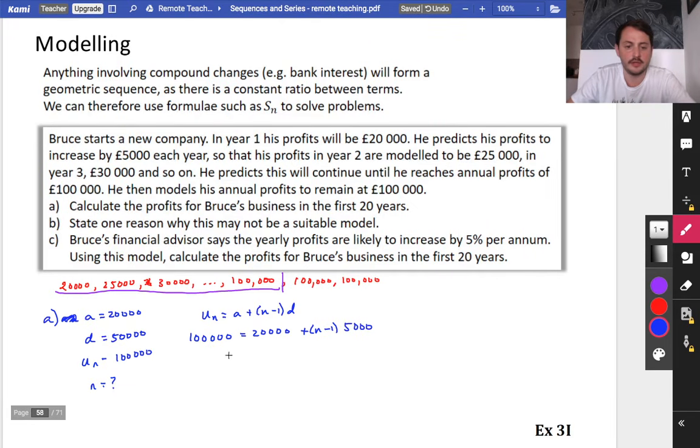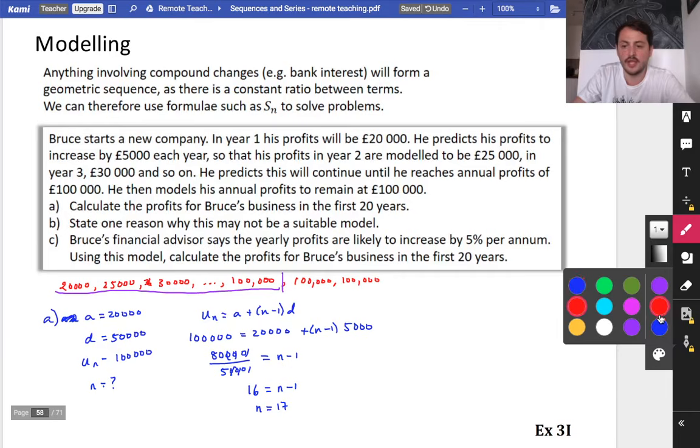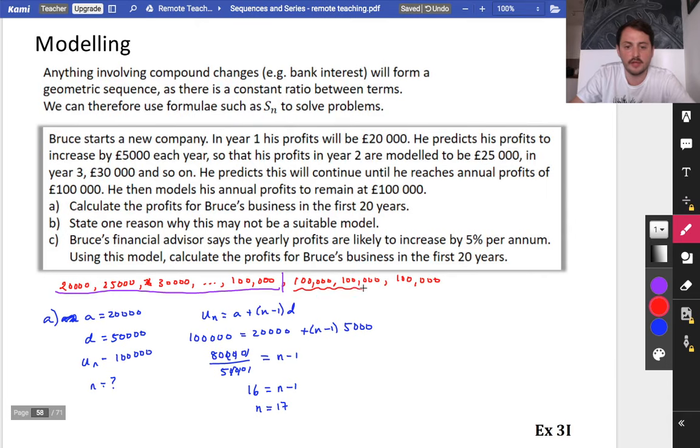So 100,000 take away 20,000 is 80,000. We're going to divide that by 5,000, and that will be equal to n minus 1. 80 divided by 5 is 160 divided by 10, which is 16. So you get 16 equals n minus 1. So n equals 17. So this is the first 17 years, and that actually means that there are going to be 3 more years afterwards, for the 18th, 19th, and 20th year, where he just gets 100,000, okay? So after 17, it's going to stop.